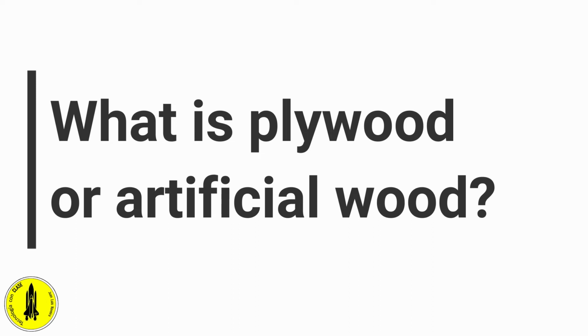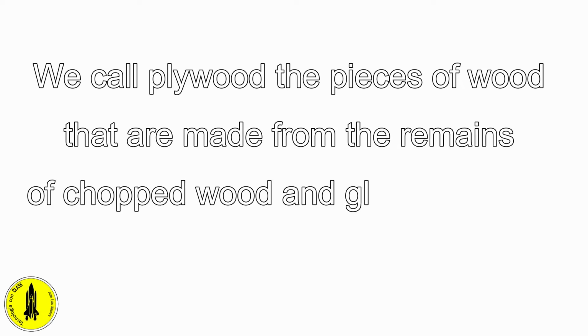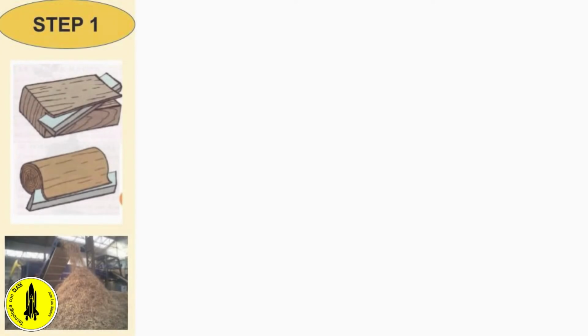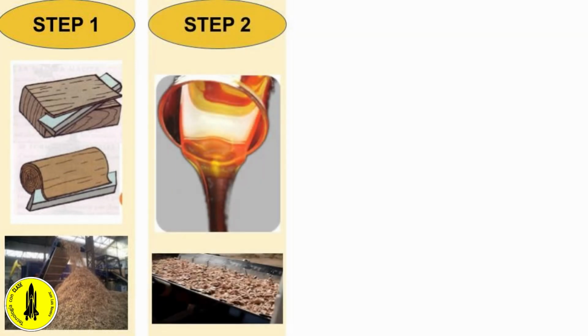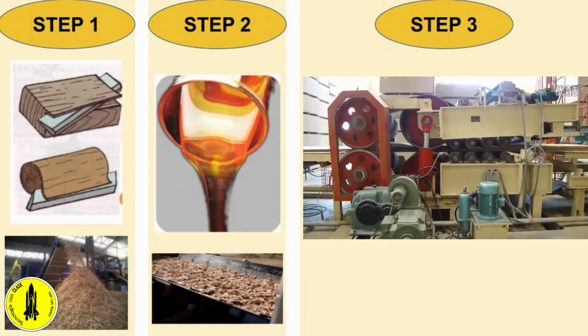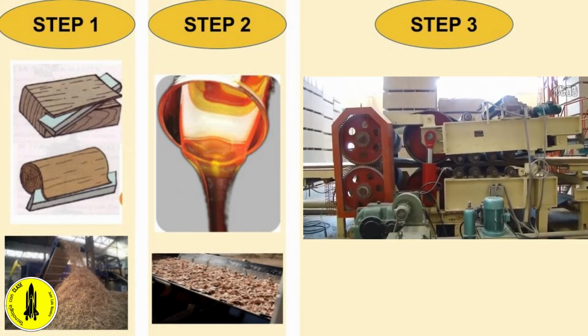What is plywood or artificial wood? We call plywood the pieces of wood that are made of the remains of chopped wood and glued together through resins. The remains of lumber are chopped into pieces until shavings or fibers are obtained, which are later mixed with glue. The mixture of glue and wood is passed through large rollers where pressure and heat are applied to get all of the components together.